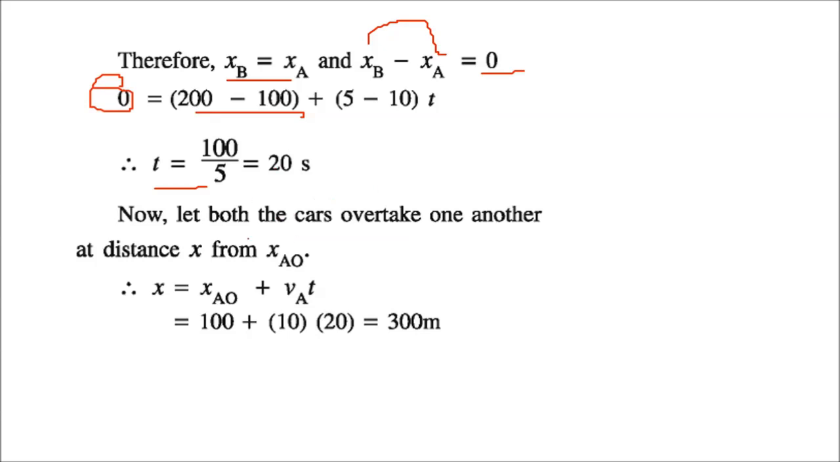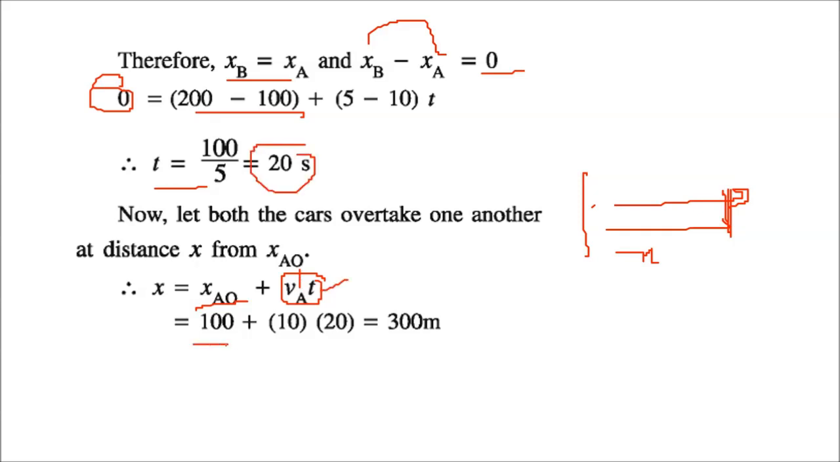Now let both cars overtake at some x from XAO. So x equal to XAO plus VA t. It starts with 100, meaning the initial position of x is 100, and in this time t, VA will move what distance? Speed equals distance by time, so distance will be speed into time. The speed of A is VA, and t we just found out to be 20. Adding 100 with 10 into 20, that is 300 meters.